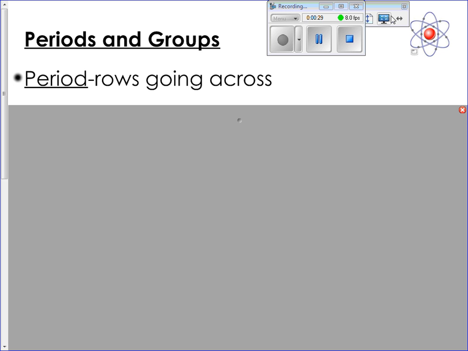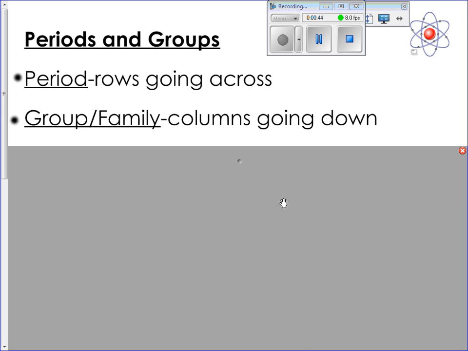The second row, the second period, would be lithium to neon because that's the second row going across. Third period would be sodium to argon because that's the third row going across, and you get my point, so on and so forth. A group, or typically called a family, are the columns going down. So hydrogen to francium is a family. Beryllium to radium is a family. Helium to radon is a family. Fluorine to astatine is a family.